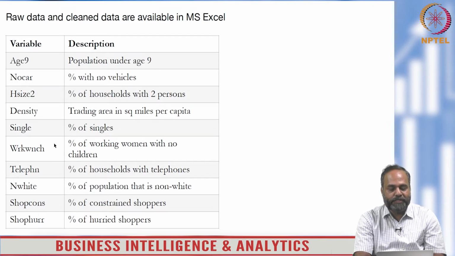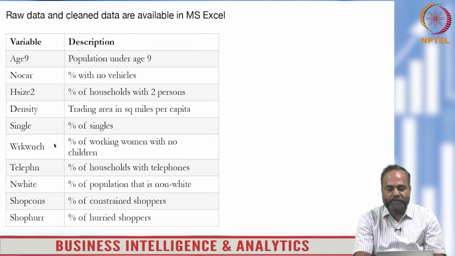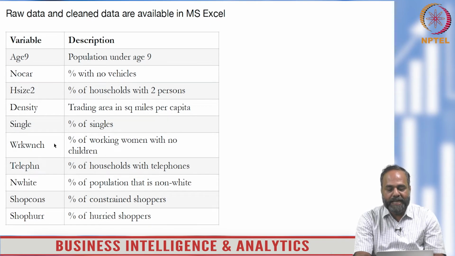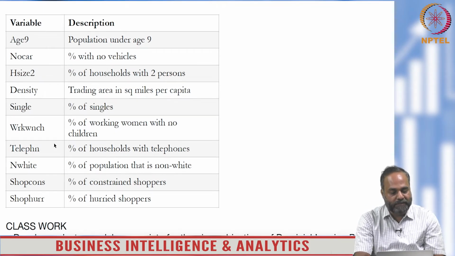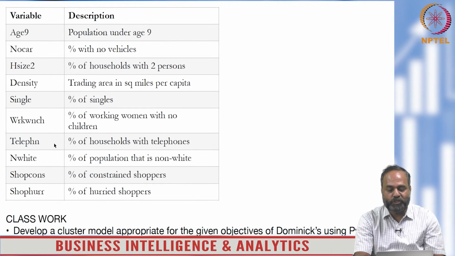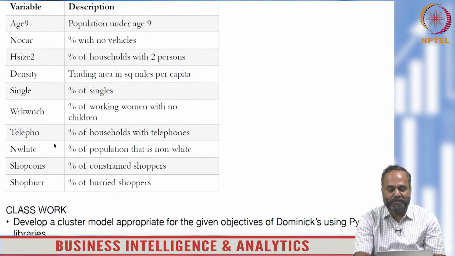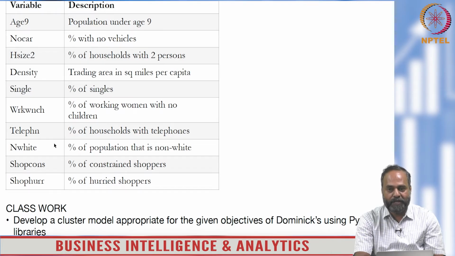So population of customers under age 9, it is population, it's a demography. Now percentage with no vehicles or percentage of customers with no vehicle, the variable is labeled no car. Percentage of households with 2 persons, trading area in square miles per capita, so store concentration in the region, percentage of singles, percentage of working women with no children, percentage of households with telephones, percentage of population that is non-white. Sorry, this looks like little racial profiling, but they do collect this kind of data.